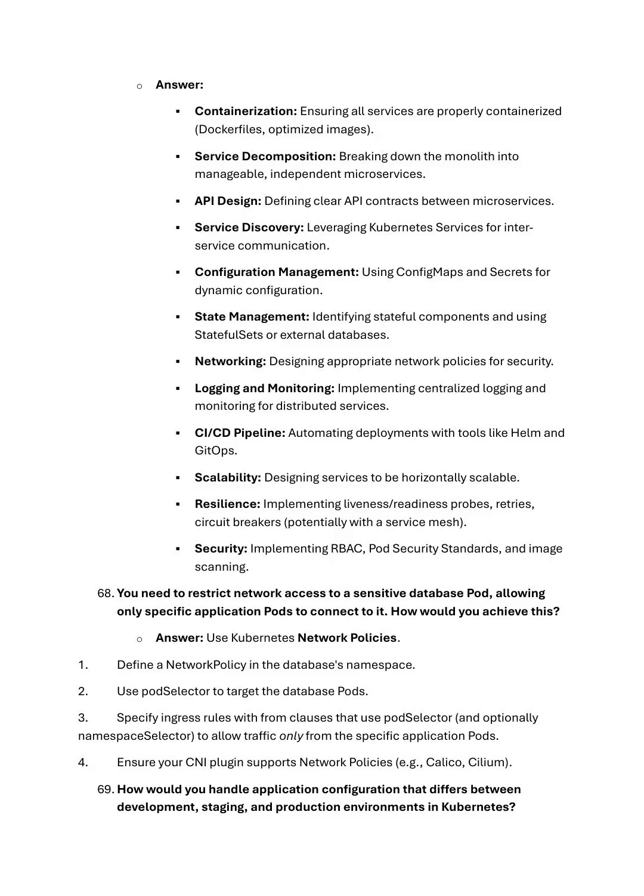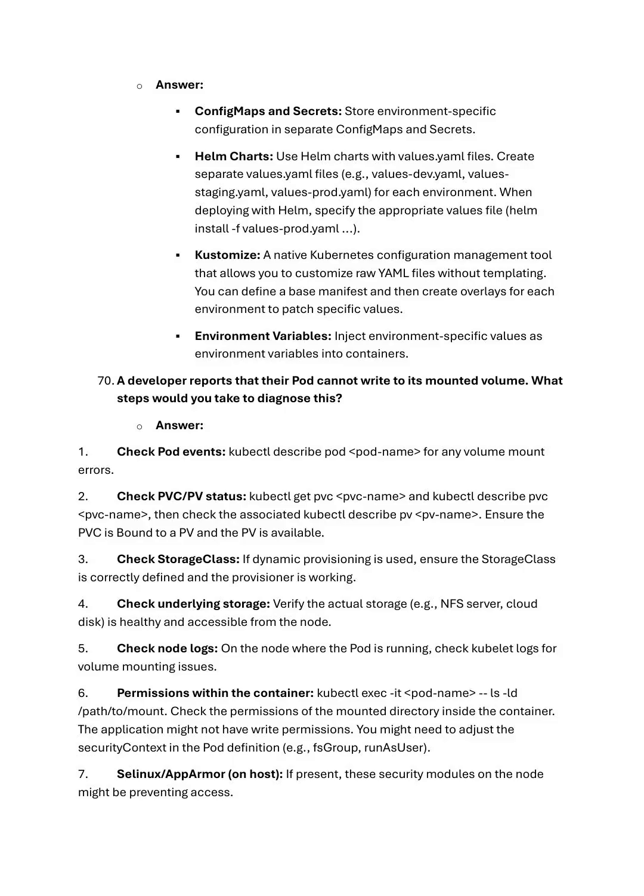69. How would you handle application configuration that differs between development, staging, and production environments in Kubernetes? Answer. ConfigMaps and Secrets: store environment-specific configuration in separate ConfigMaps and Secrets. Helm charts: use Helm charts with values.yaml files.